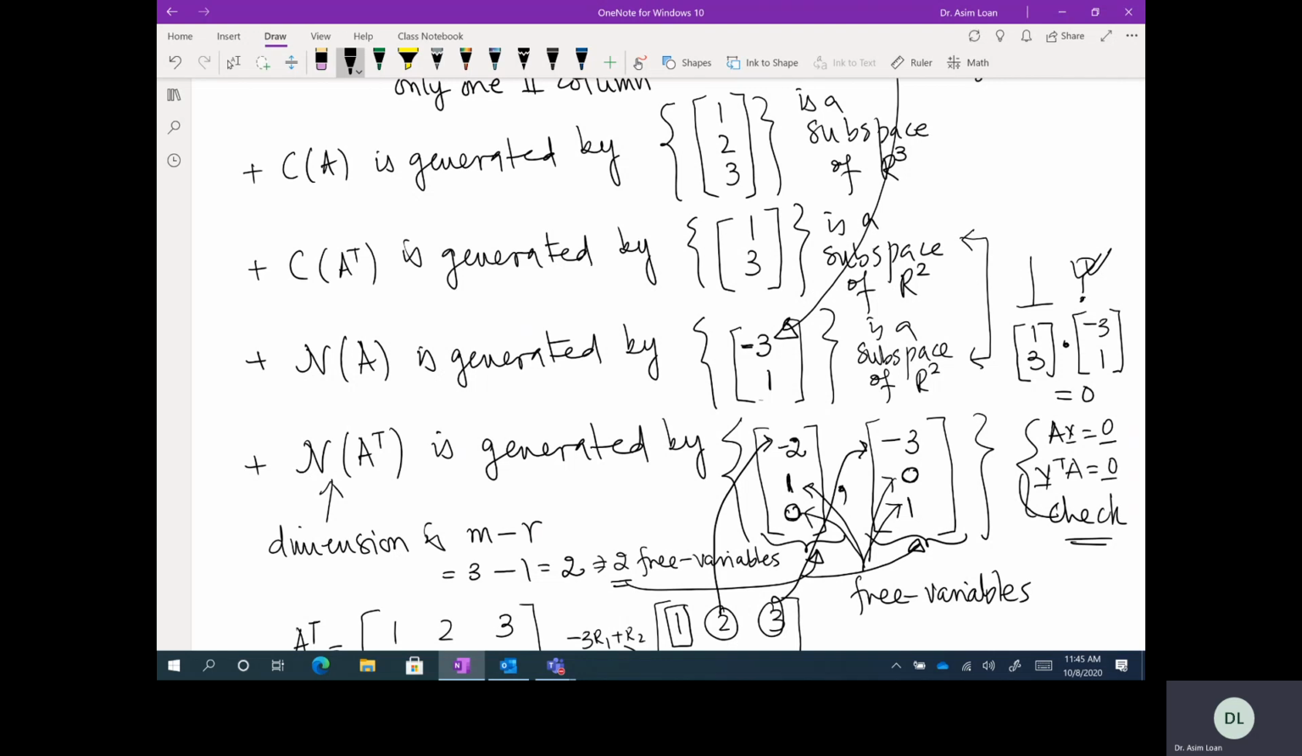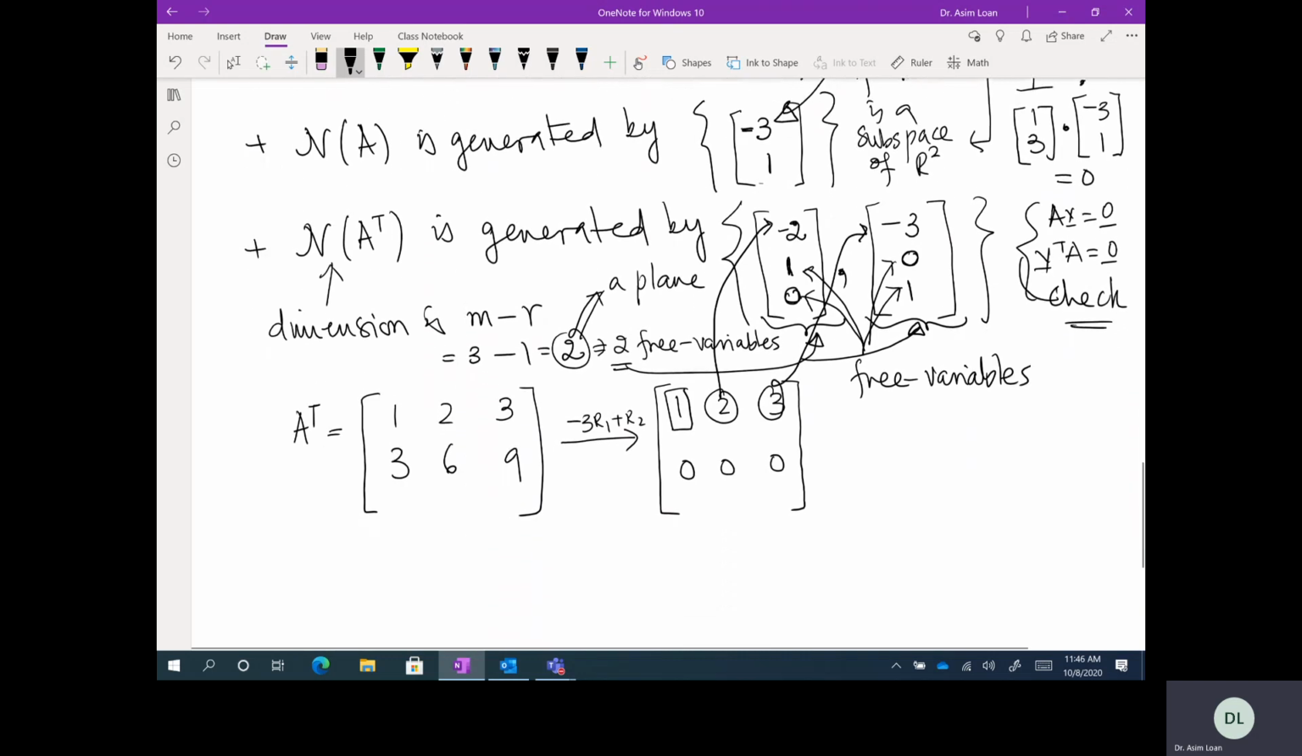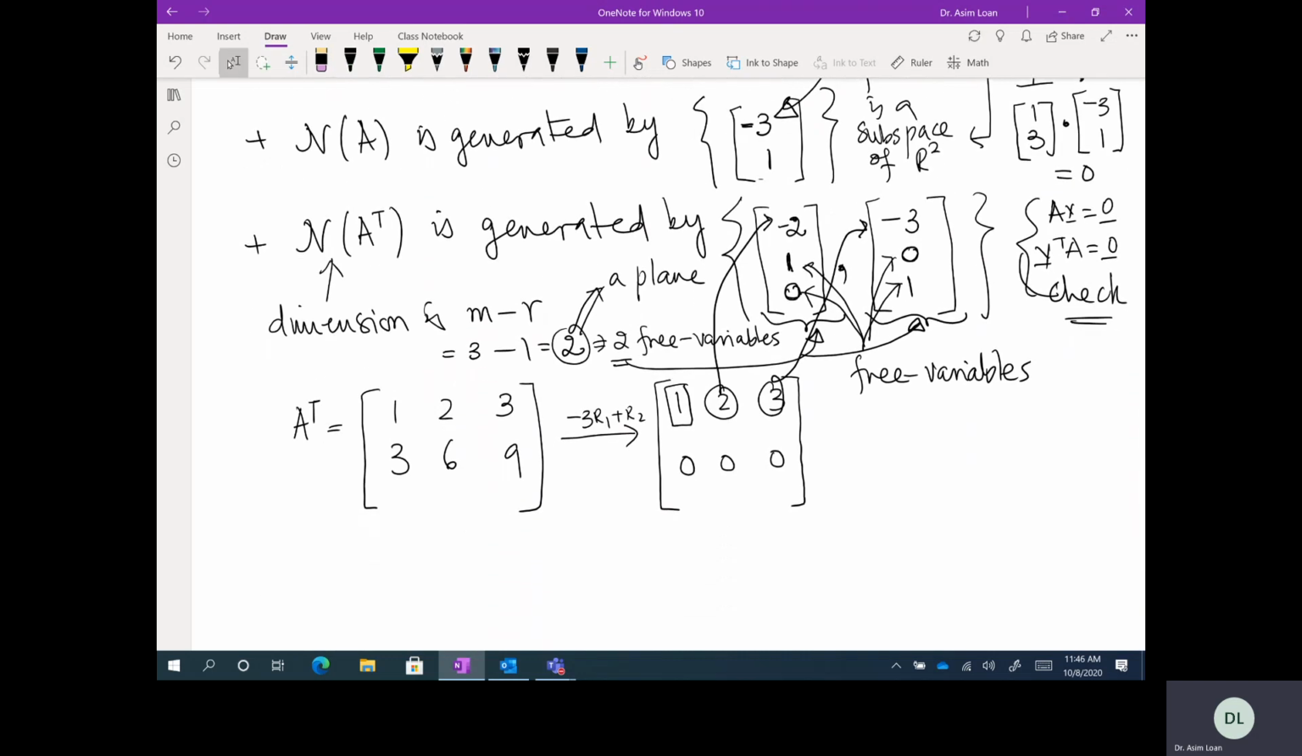Okay. Good. And this is the plane. So this dimension is 2. So this implies a plane. So a plane and a line are orthogonal, but a plane and a plane cannot be orthogonal. This is again the result that we did before.